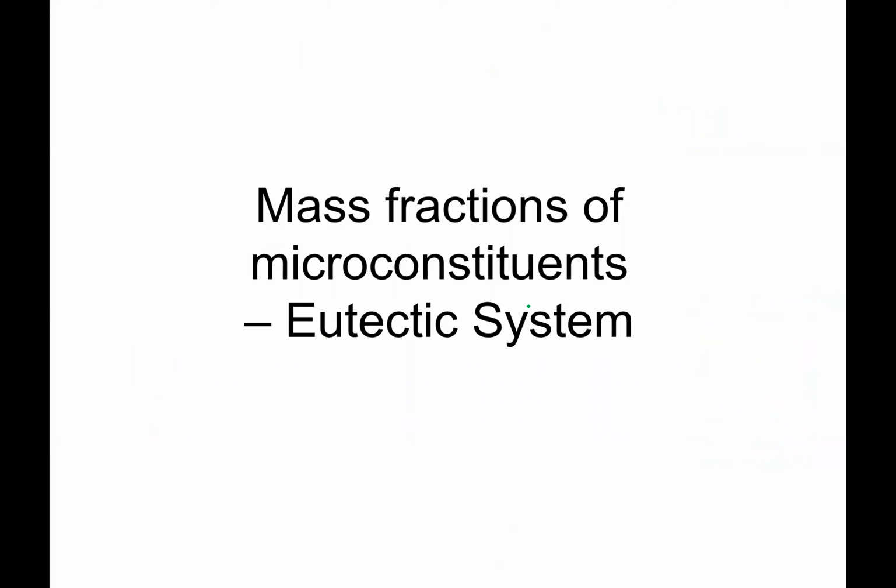All right, so next time, I'm going to stop this one here. We're going to see if we can calculate the mass fractions of each of those microconstituents in the eutectic system. So alpha primary, alpha eutectic, and beta eutectic, each of those microconstituents.